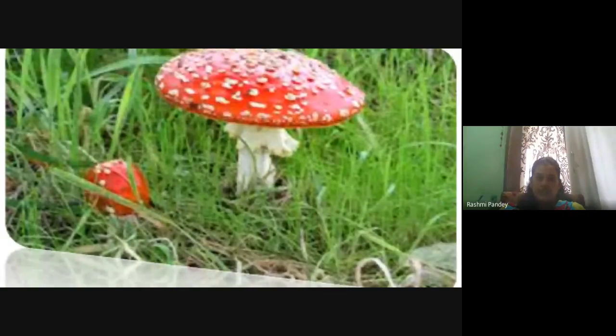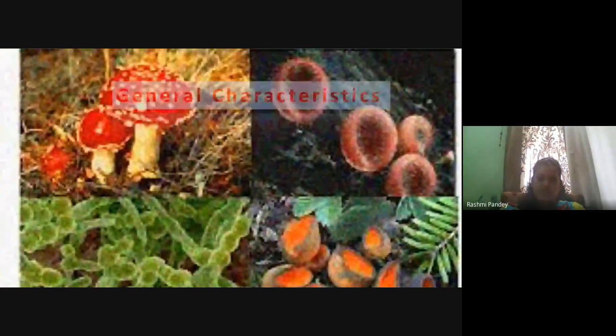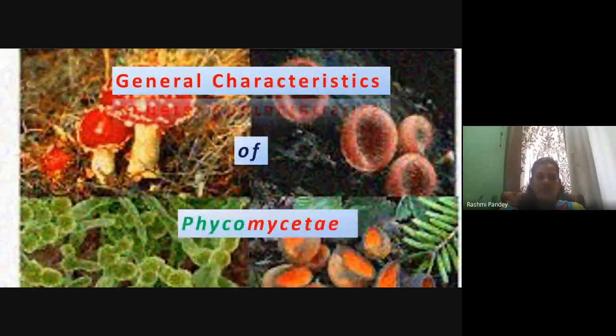So let us continue our FYBSc Botany class. We are studying paper 1, unit 2, and that is fungi. We have already been discussing the topic, that is general characteristics of Phycomycetae. And in that, I think we have already covered the occurrence, where exactly these members of Phycomycetes are present, and what kind of hyphal structures they have.